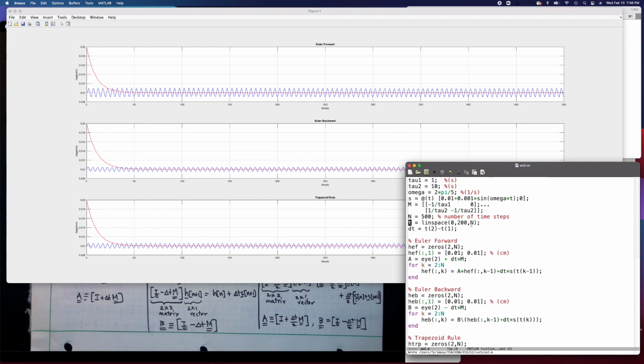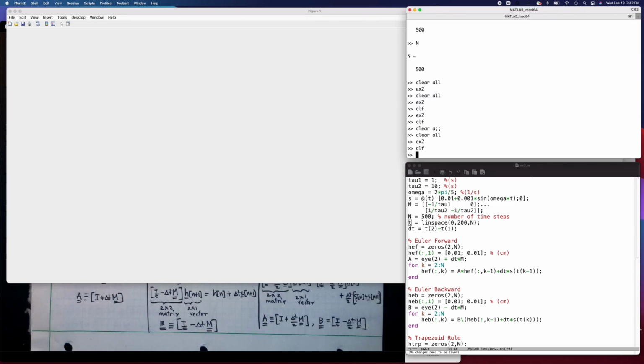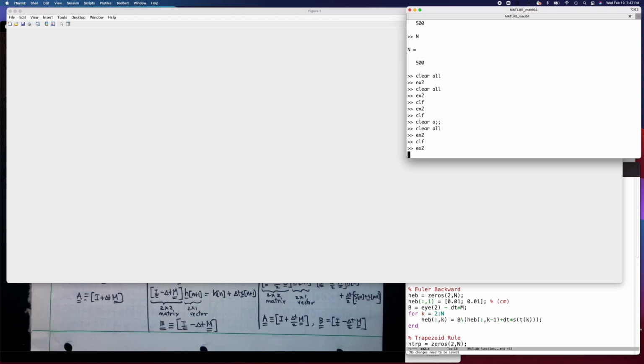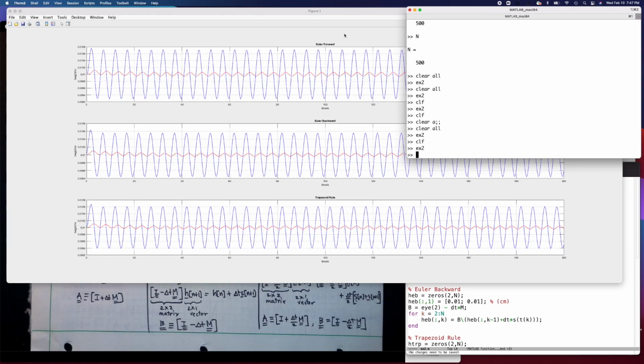Now the time step is going to be smaller, so it should be better resolved, because we notice here that the periodicity is not that well resolved. It looks kind of clunky. All right, let's clear the figure, run it again. Okay, now maybe we can see better what's going on.